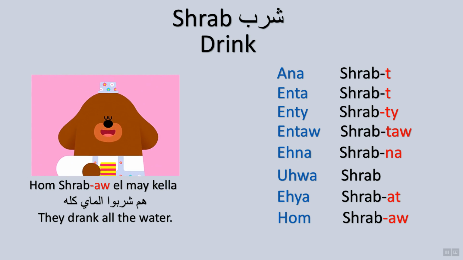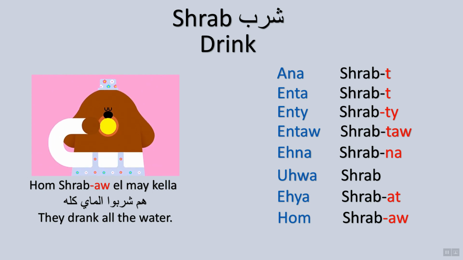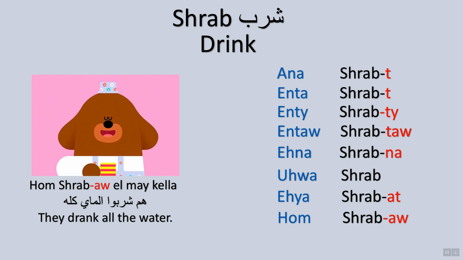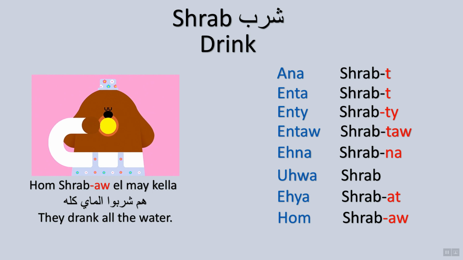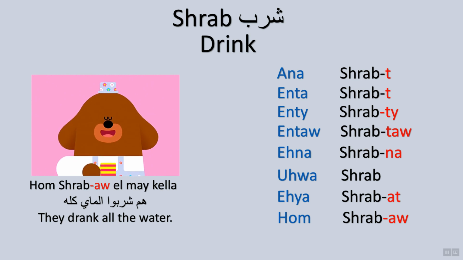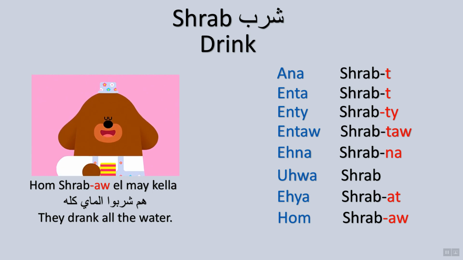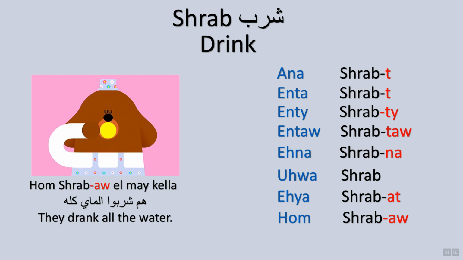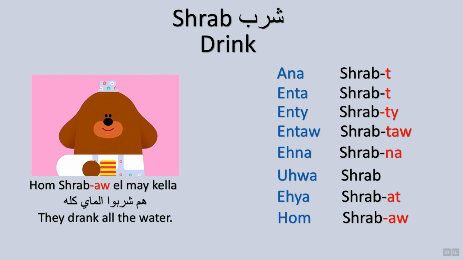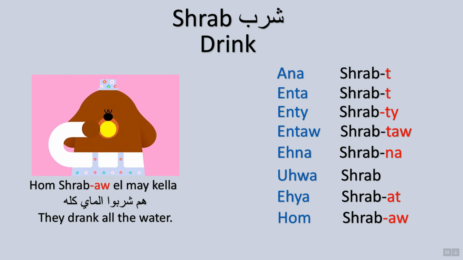For شرب. أنا شربت. أنت شربت. أنتي شربتي. أنتوا شربتوا. إحنا شربنا. هو شرب. هي شربت. هم شربوا. So if you notice here, the root of the verb is still the same for all of them. And we've put for you in red what is different between each other. And as we go along, you will see that it's the same repetition of the conjugation.